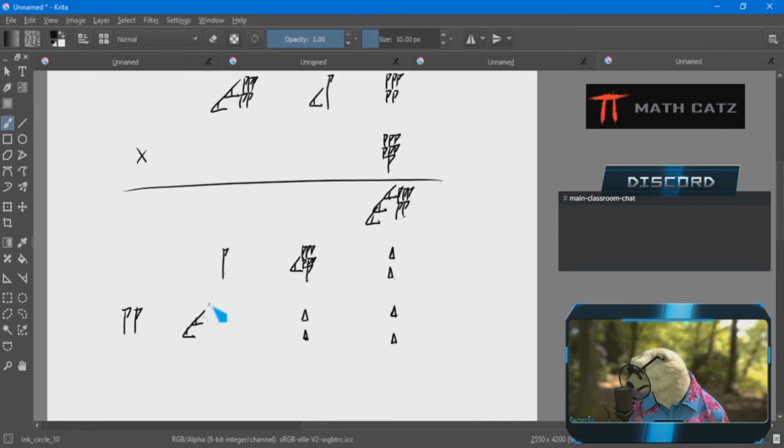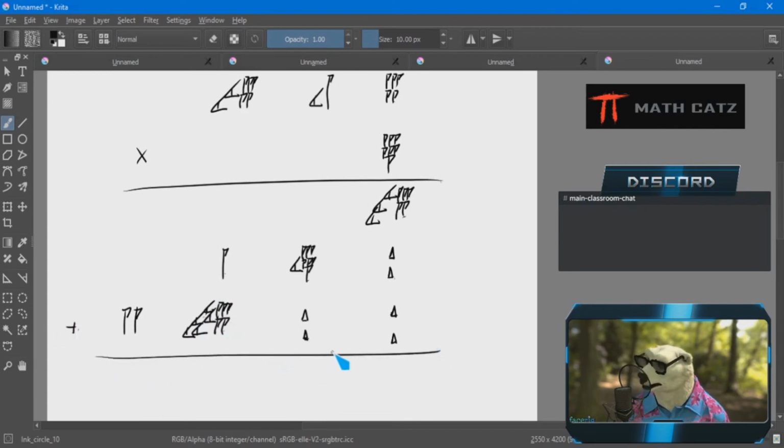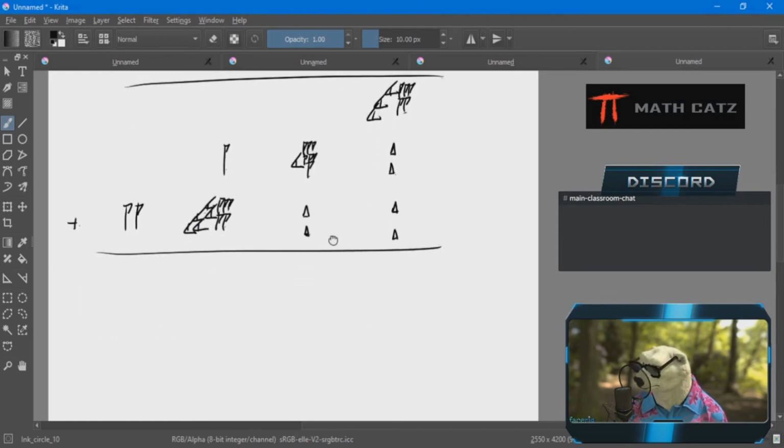Good practice to draw stuff, though my 10s are not looking great today. Still recognizable. And then I add all these up. So in the ones column, I have 35 and nothing else. So that is just brought down. There we go.